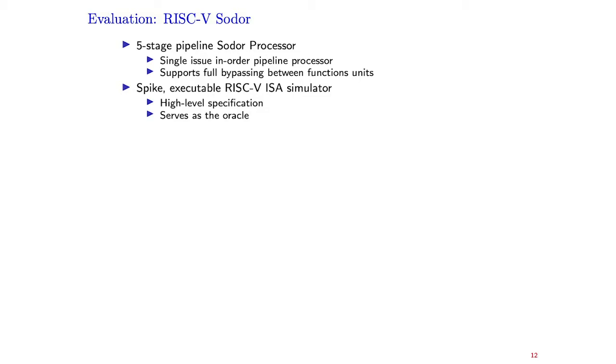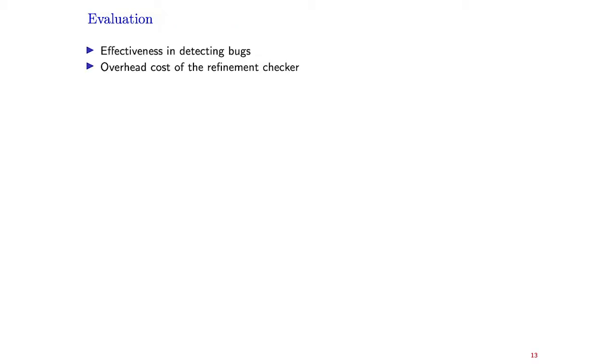I had a simple 5-stage pipeline Sodor processor and Spike as my specification ISA simulator. And then I evaluated the approach based on two things. One was how effective it is to catch bugs, obviously. And then another important consideration in any simulation environment is what's the overhead of the checking. I mean, simulations are meant to be fast, and any kind of overhead should be carefully evaluated.